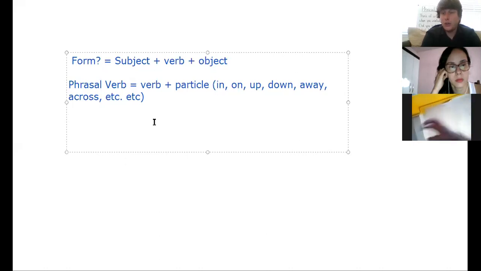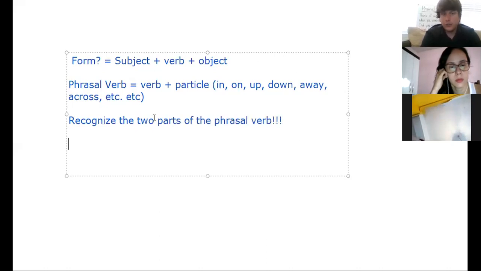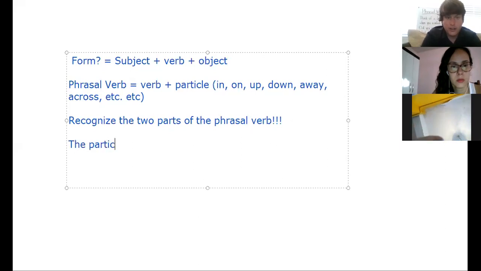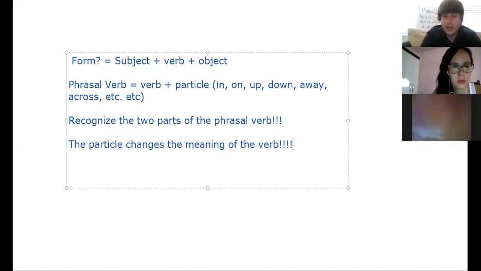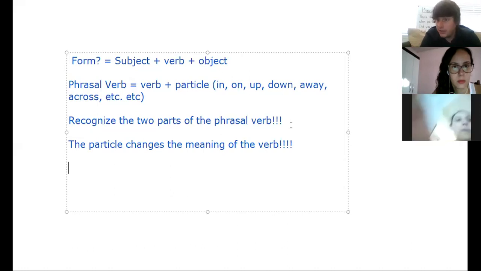And it's so critical to recognize the two parts of the phrasal verb. So you must recognize the particle. You must look at it or hear it and understand, oh, this is a particle. It goes with the verb, and altogether it makes a phrasal verb. Don't forget, the particle changes the meaning of the verb, right? It changes the meaning of the verb completely.